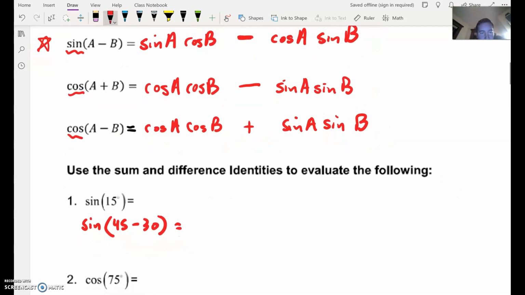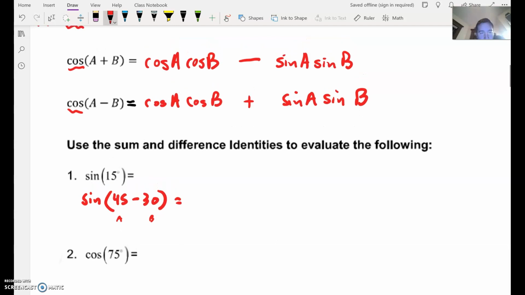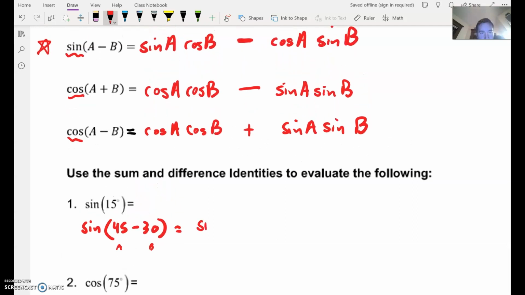Sine of A, cosine of B. Well, in this case, A is 45 and B is 30. So sine of 45 cosine of 30 minus cosine of 45 sine of 30.